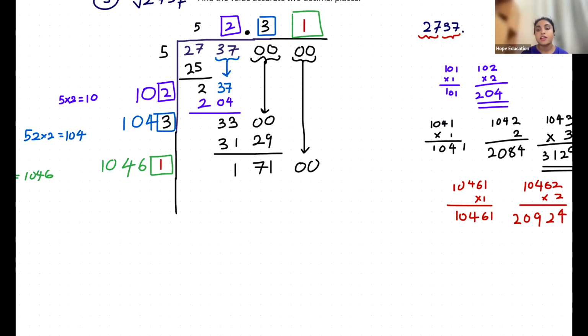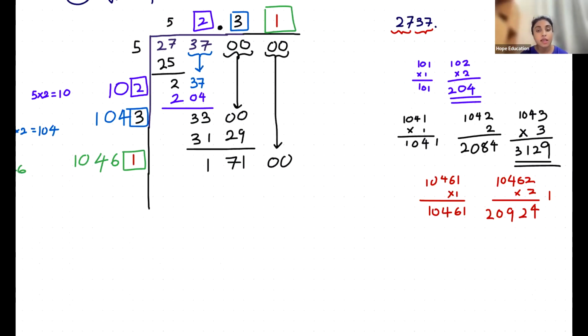Good try. So 1046 times 1, we get 1046. We will subtract. 0 minus 1 needs borrowing, so 10 minus 1 is 9. Here 9 minus 6 is 3. Here 1 becomes 0. 0 minus 4 needs borrowing, so 10 minus 4 is 6. And then here it's not 7, it's 6. 6 minus 6 is 0, and 1 minus 1 is 0. So we have 639. Up to this point, is it clear?